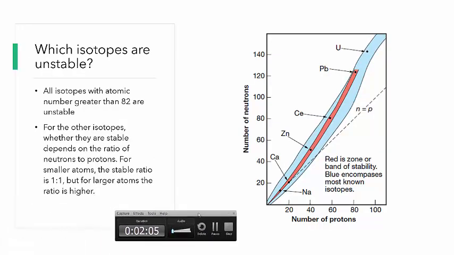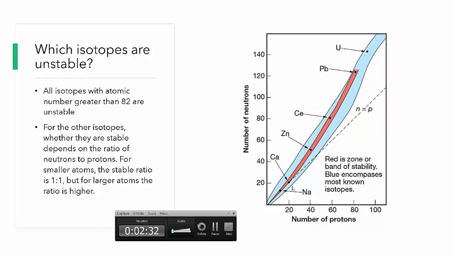Okay, so what this diagram shows us is it helps us to decide whether isotopes are stable or unstable. First of all, any isotope with an atomic number greater than 82 is automatically unstable. Those atoms are very large and they're not very stable. For the other isotopes, it depends on the ratio of protons to neutrons.